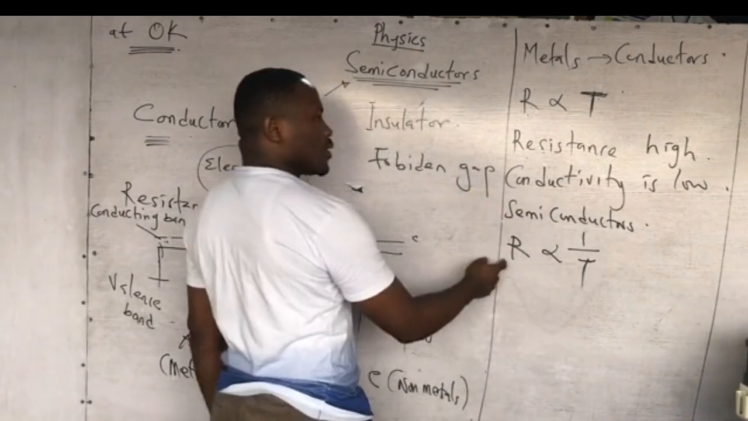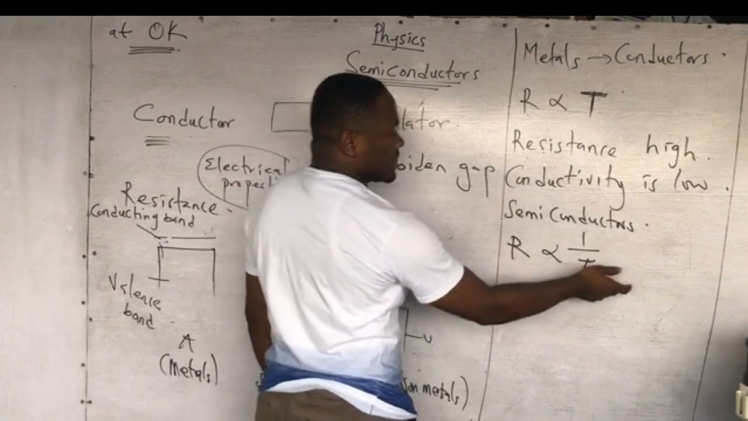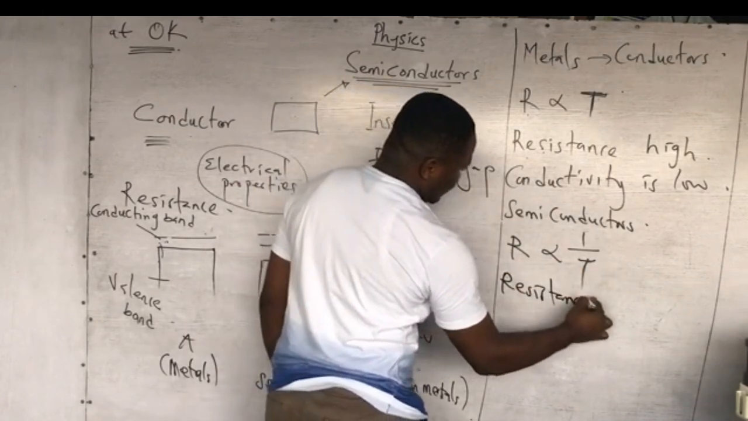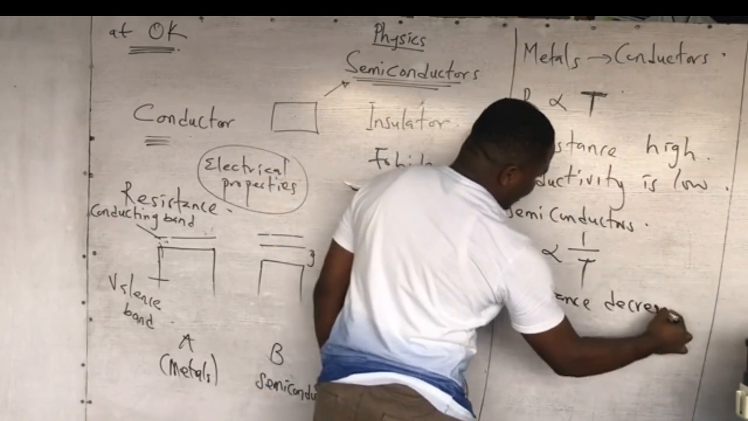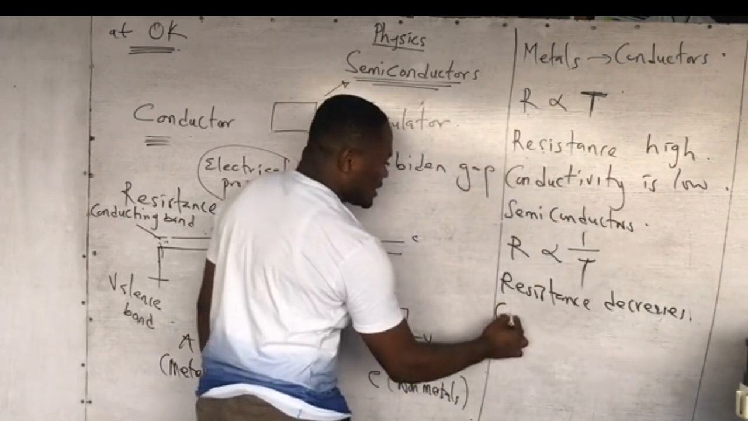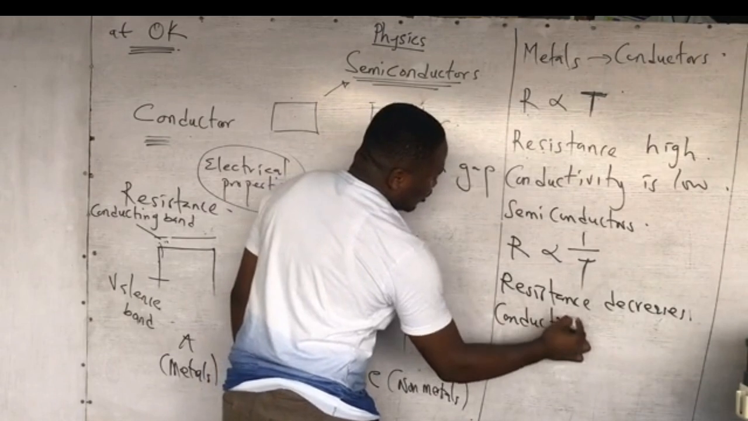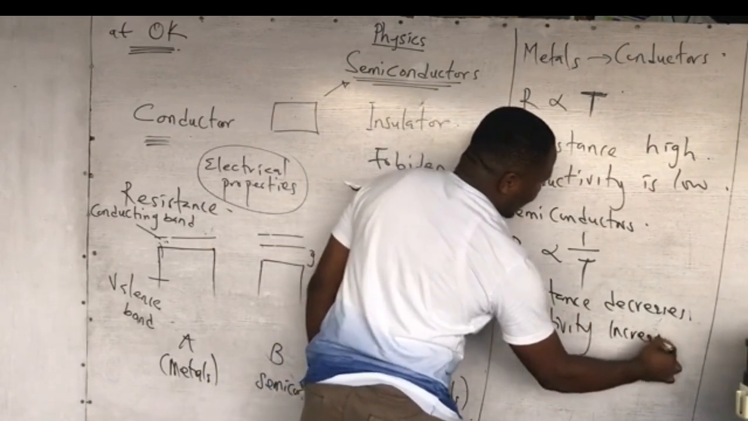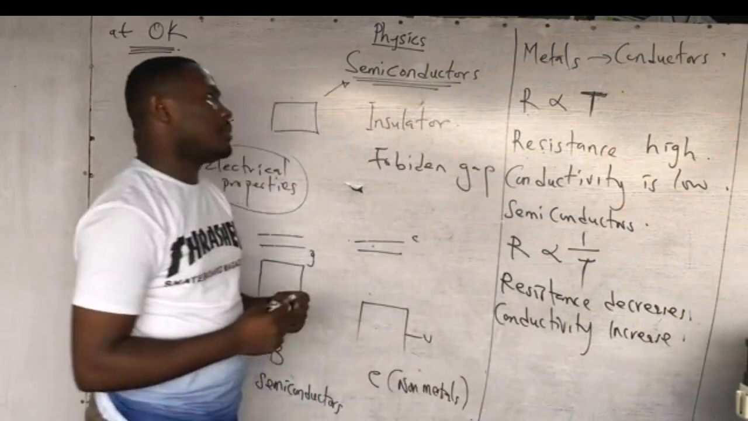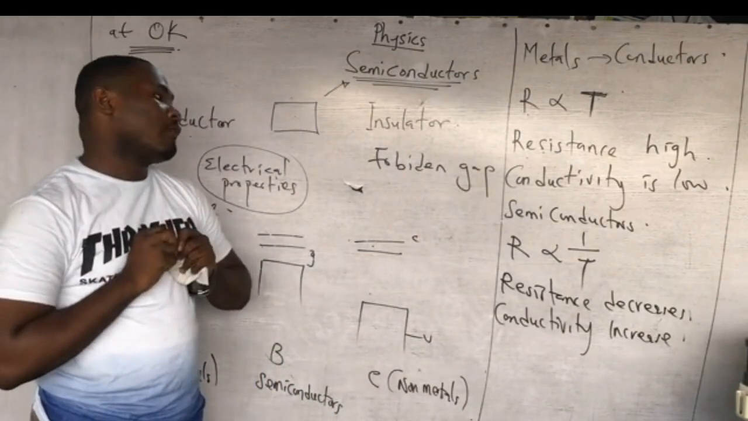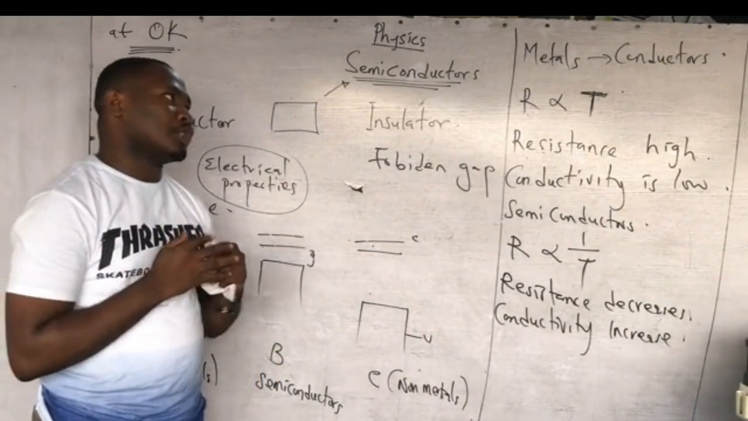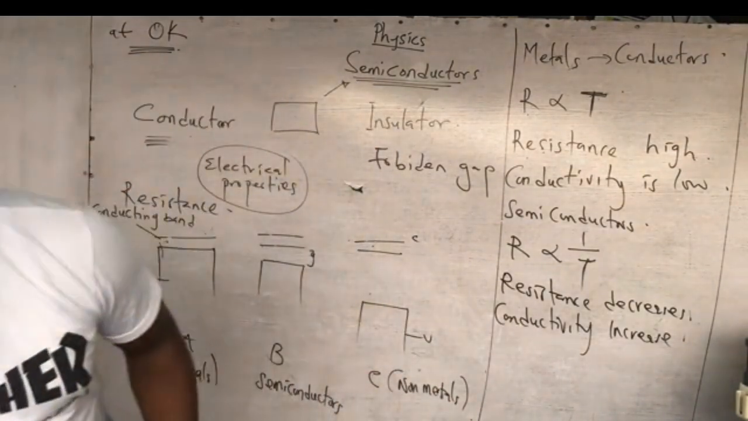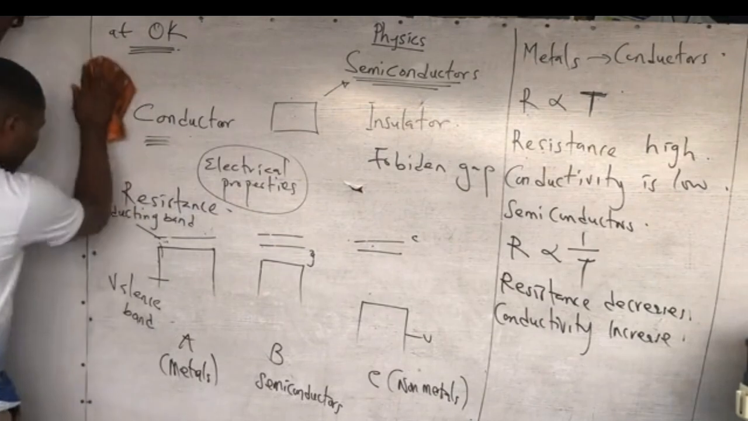Hence, if temperature increases and resistance decreases, conductivity increases. Now, if you are asked to explain the conductivity of a semiconductor based on temperature, that's a nice answer for such a question. Now, let's look at this.